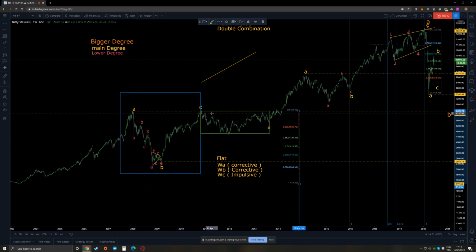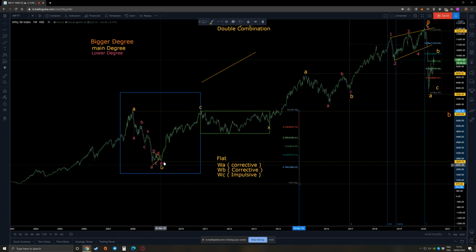Now that you have a wave C. After you have the wave C here, by the way, this doesn't look impulsive too, because it's a terminal move. It's a terminal impulsive move. A terminal impulsive move can occur in wave C of a flat, wave C of a zigzag, or a fifth wave. And there's another one which I will show to you later. Now, we have this A, B, and C.